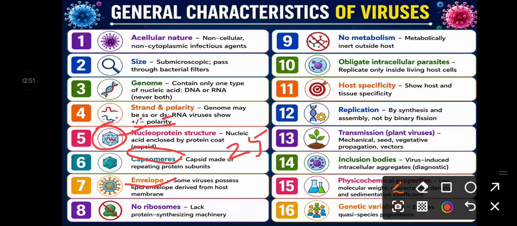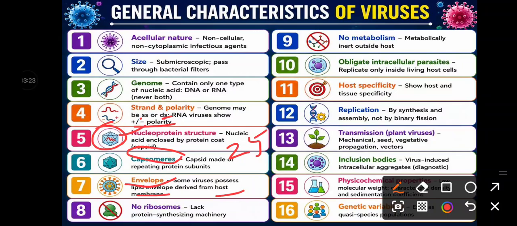Then about the envelope. Some viruses contain a lipid envelope around the capsid, and those viruses are known as enveloped viruses. This envelope is made up of lipid, but the virus has no machinery to synthesize lipid. So it derives the lipid from the host membrane, because the host membrane is a lipoprotein structure, a lipid bilayer. So the lipid is derived from the host membrane.